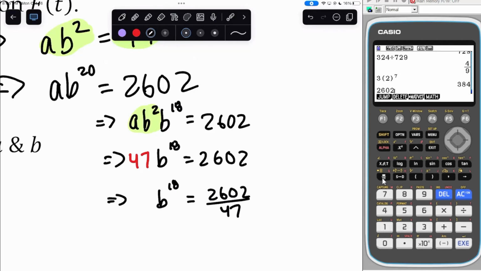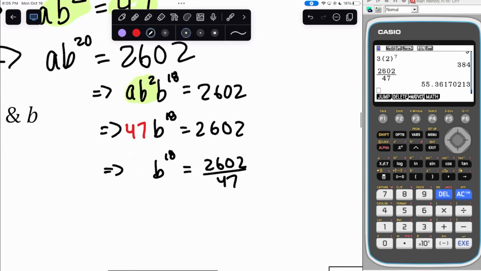So if I did 2602 divided by 47, see, it still kind of tries to stay as a fraction. If I press the decimal button, it does give me a decimal number, but I'm pretty sure it goes on for quite a bit, and I don't want to estimate it quite yet as I work through the problem. So I'm going to keep it as a fraction so I have all the numbers here, so I don't really lose any significant figures.